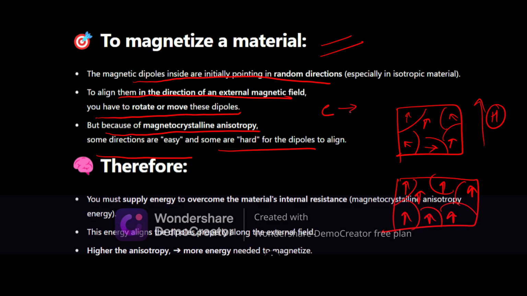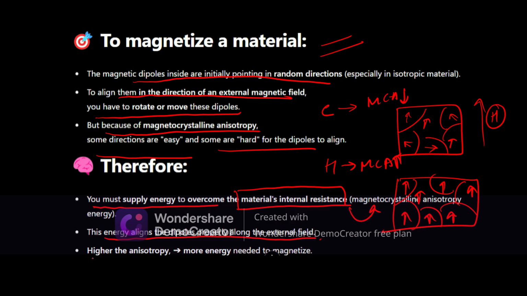As I told you, on the easy axis, MCA is very less. On the hard axis, MCA is very high. Therefore, you must supply energy to overcome the material's internal resistance, which is nothing but MCA. As I told you earlier, we have to overcome this energy to magnetize the material. This energy aligns the dipoles properly along the external magnetic field. The higher the anisotropy, the more energy needed to magnetize, but it will demagnetize after a long time, so its coercivity will be very high. So we prefer to magnetize the material along the hard axis because it increases its coercivity, and that is what we want for making hard magnets.